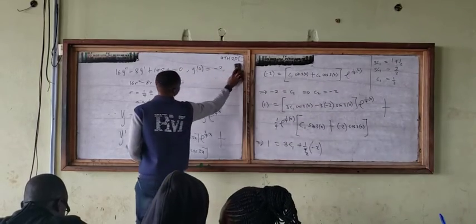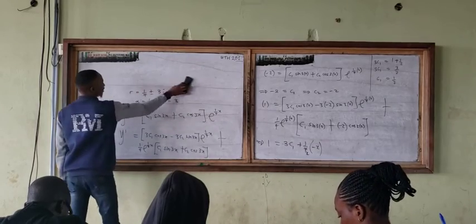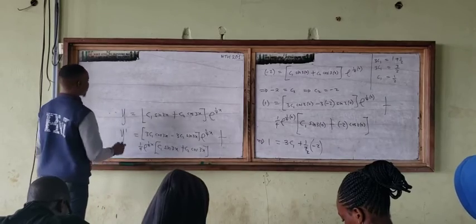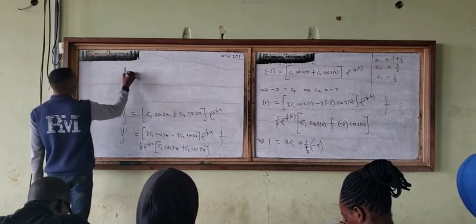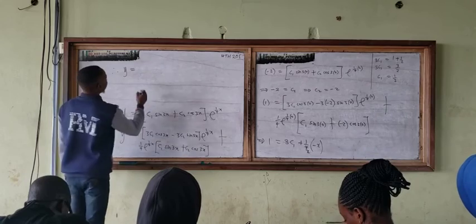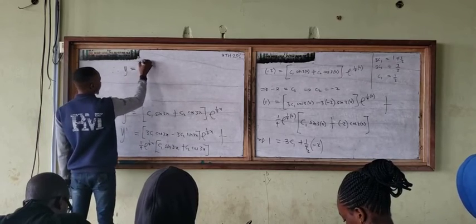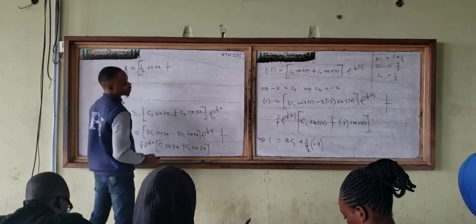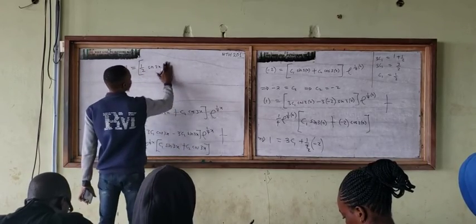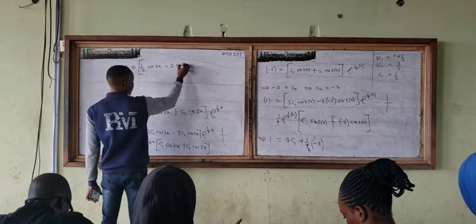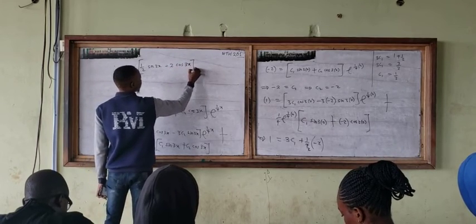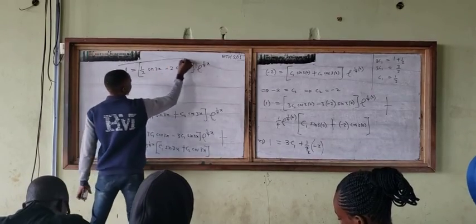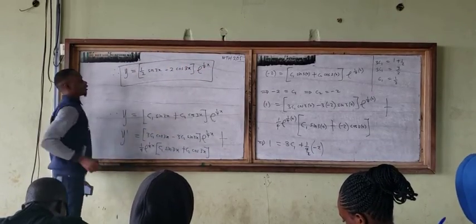So we can now write the particular solution for the initial value problem, knowing the values of c1 and c2. The particular solution is y equals 1 over 2 sine 3x plus c2, which is minus 2, cos 3x, with everything multiplied by e to the power 1 over 4x.